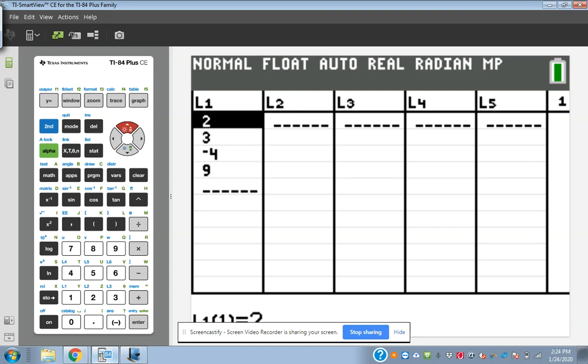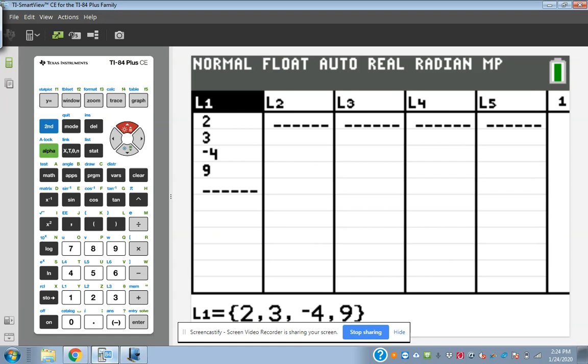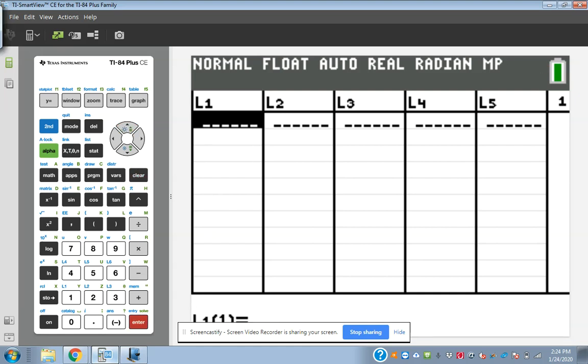What I need to do is press the up arrow until the name of the list, L1, is highlighted, till it's darkened in. And then I want to hit clear, which is right above the little housetop symbol, right below the circle of arrows. Hit clear, and then hit enter, and it will empty that list out.